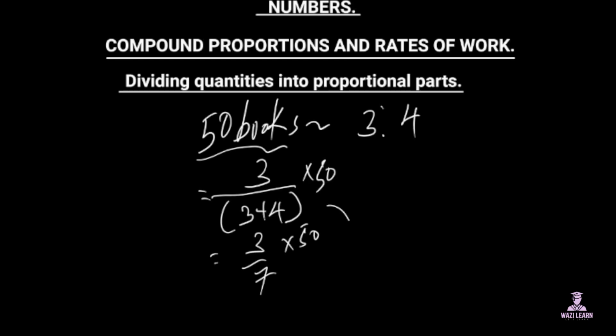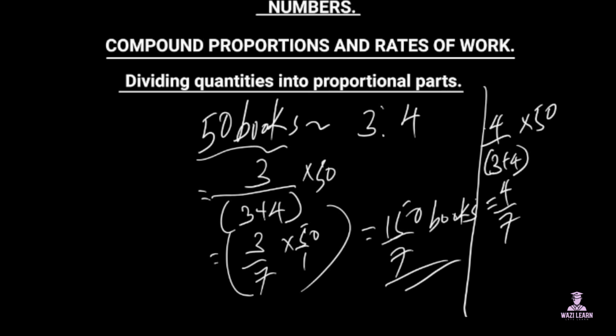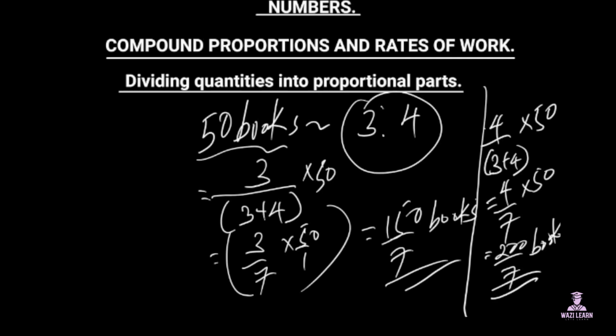books. The second proportion will be 4 over the total number of proportions, which is 3 plus 4, multiplied by the quantity, which is 50. Now this will be 4 over 7 times 50 books. So the second proportion will be 200 over 7 books. So these are the equal proportions when we are using our ratio 3 to 4.